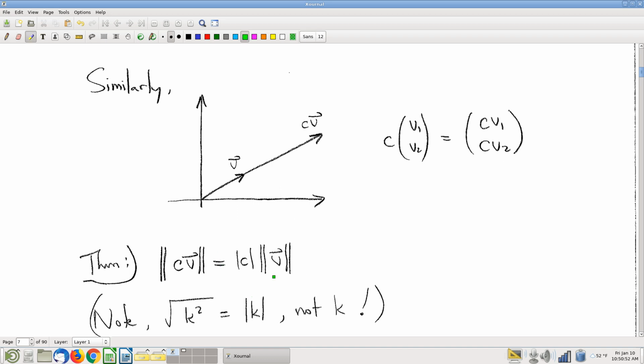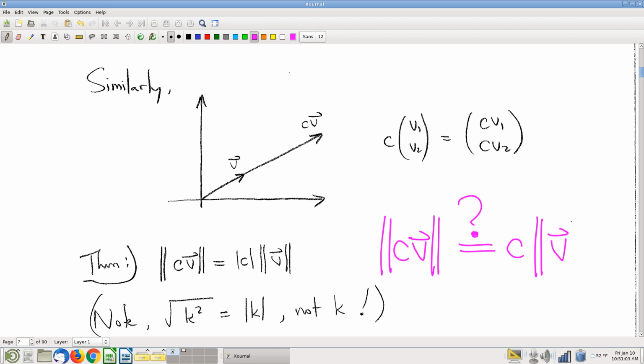A lot of people mistakenly write that the magnitude of cv equals, and let me put a question mark here, c times the magnitude of v. Kind of rolls off the tongue a little bit more nicely like that, but it's false. It's not always true. In particular, it's not true if c is negative.